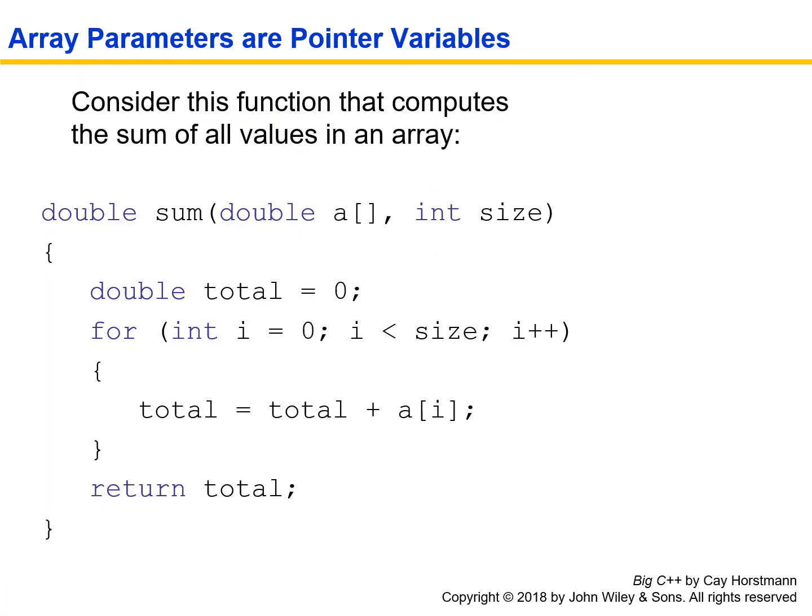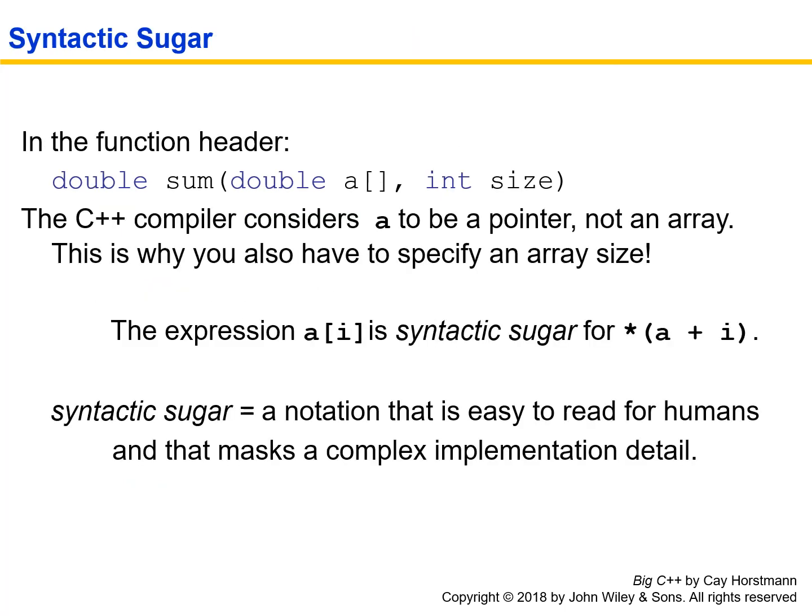Okay. Remember our function that computes the sum of all values in an array by passing a double array and then int size. Well, in the function header sum(double a[], int size), the C++ compiler actually reads that as a pointer to a double called a and then an integer. The C++ compiler considers a to be a pointer, not an array, and that's why you have to specify an array size when you pass an array to a function. C++ will not remember the size of that array because it doesn't consider it an array, it considers it a pointer.